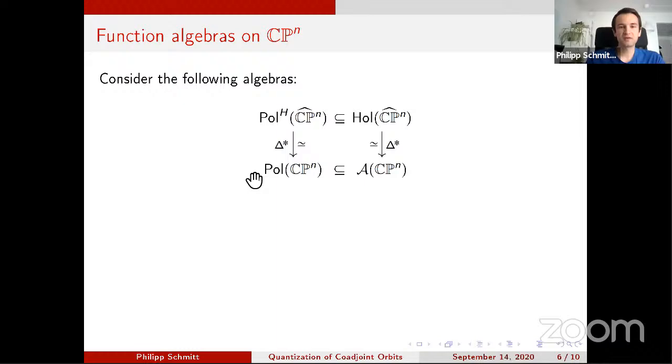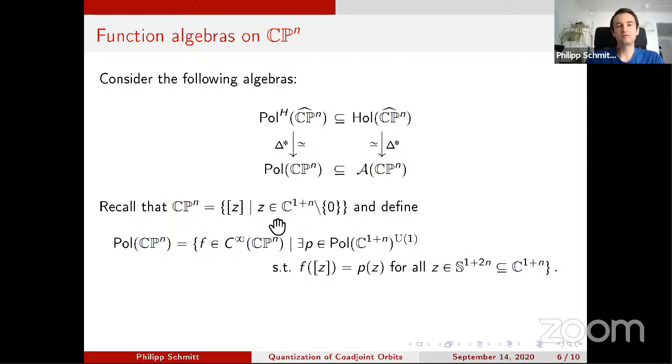Okay, so what is the idea? First of all, a very brief reminder of complex projective space: you have an action of C without zero on C^(1+N), just by component-wise multiplication. And then you essentially just take equivalence classes, and that gives you complex projective space. Now to define polynomials on complex projective space, we start with a polynomial on C^(1+N). We assume that this polynomial is invariant under the group U(1), acting on C^(1+N) just by component-wise multiplication. And then if you have such a polynomial, we can restrict it to the sphere sitting inside C^(1+N). Remember that CPN is just a quotient of the sphere by the action of U(1). Since our polynomial was assumed to be U(1) invariant, it will descend to CPN. All the functions that can be obtained in this way are what we call the polynomials on CPN.